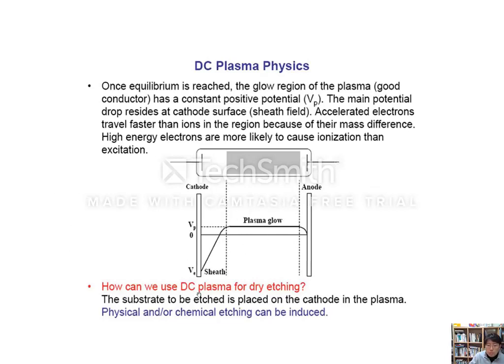How can we use this plasma for dry etching? The substrate to be etched is placed on the cathode. In the plasma, physical and chemical etching can be induced. So you can place your substrate on the cathode, and then this plasma enhanced process could be done.